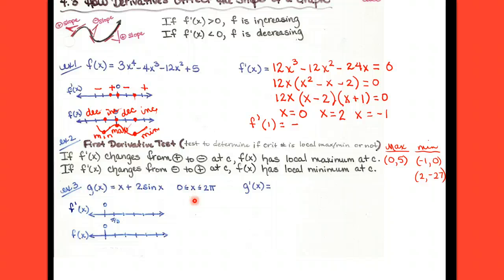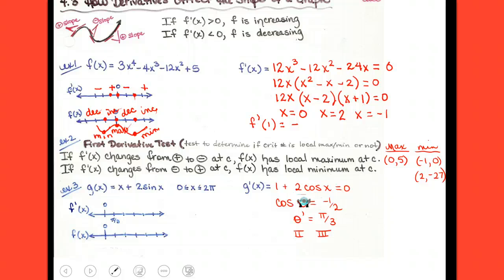So I'm going to go through, and again, I'm going to set the derivative equal to 0. So the derivative of x is 1, the derivative of 2 sine is 2 cosine. How do I solve that? Subtract 1, divide by 2. Perfect. So I need a reference angle. Where's cosine equal to 1/2? Pi over 3. And then cosine's negative in the second and the third, right?